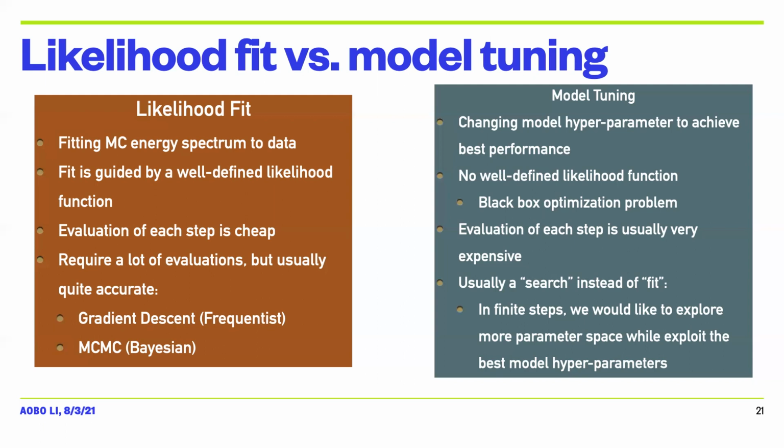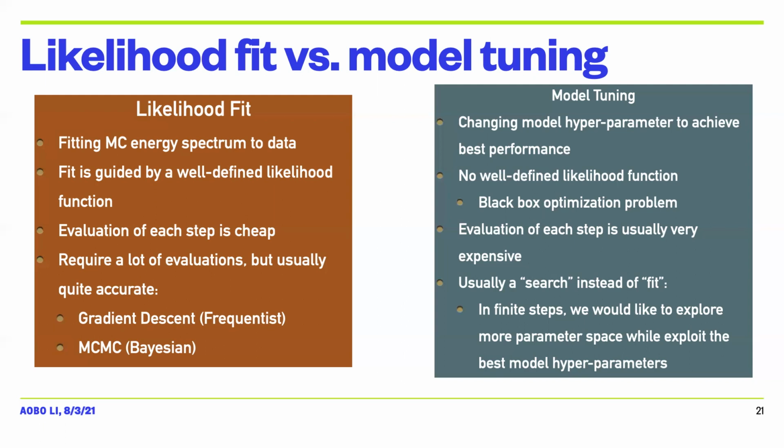For example, in the frequentist approach, you do the gradient descent fit using Minuit, and in the Bayesian case, you do a Markov chain Monte Carlo or Hamiltonian Monte Carlo fit. Model tuning is actually a completely different problem, although they both fall under the category of optimization. The idea is to change the hyperparameters of the model to achieve the best performance. I will give a definition of hyperparameter in the next slide.